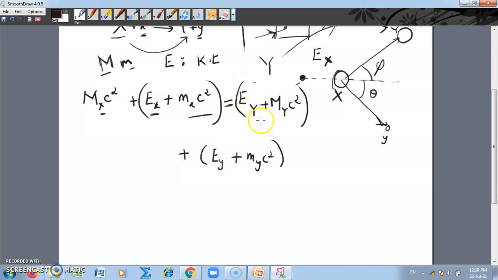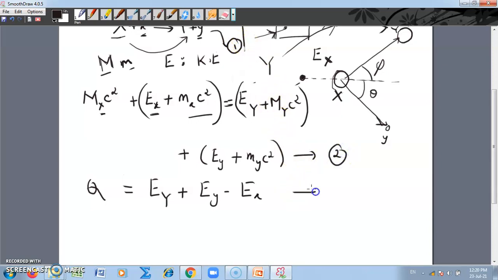And now we introduce Q, the Q value of the reaction, which is equal to E capital Y plus E small y minus E x. Now let this be equation 1, x plus x is equal to y plus y, and this one equation number 2, and this equation number 3.